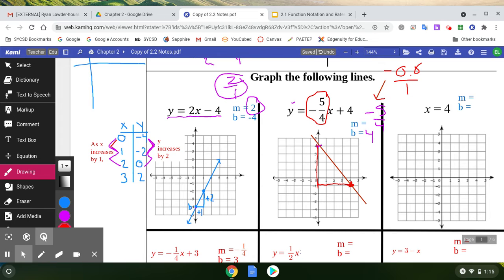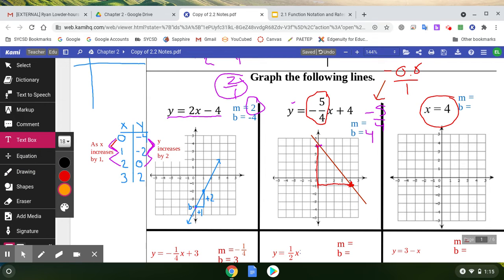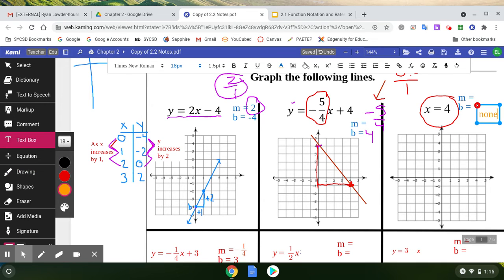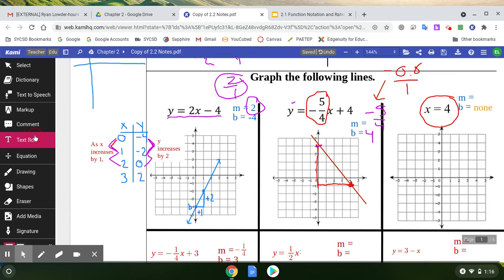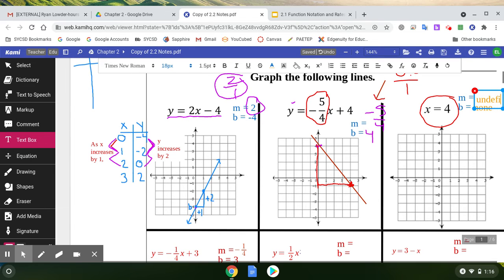In the next example, this is actually a very special case. So this equation or this function does not have a y-intercept itself. And in fact, the slope is undefined.